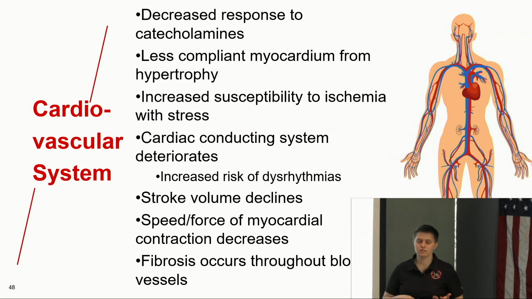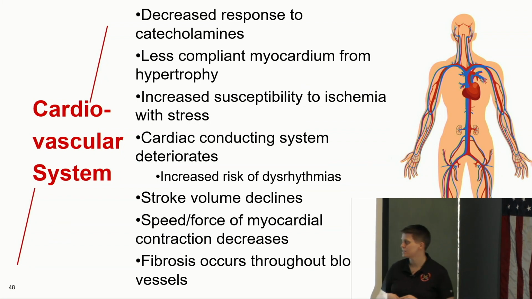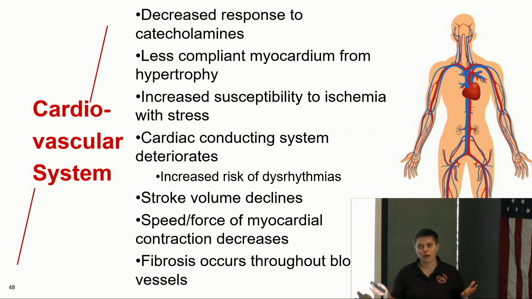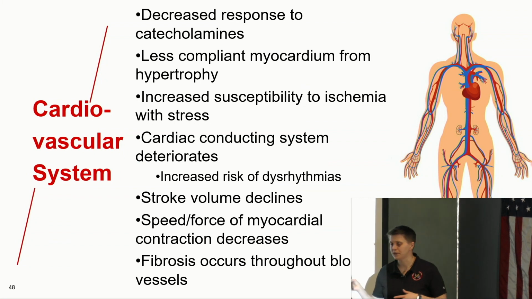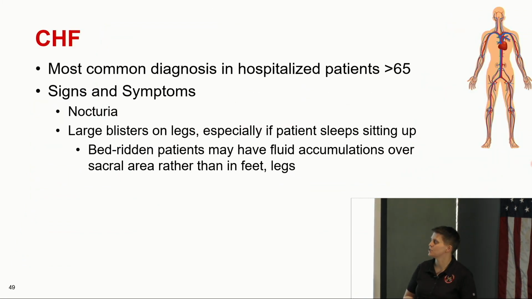The conduction system deteriorates with time, and so this increases their risk of arrhythmias or dysrhythmias. Stroke volume declines, so they are physically not pumping as much blood out with each heartbeat. The speed and force of the muscle contraction decreases, and again, like we mentioned earlier, there's fibrosis throughout the body, but particularly in blood vessels, and this makes them less able to compensate by vasoconstricting or vasodilating, depending on what would be warranted based on the physiologic change that's happening.